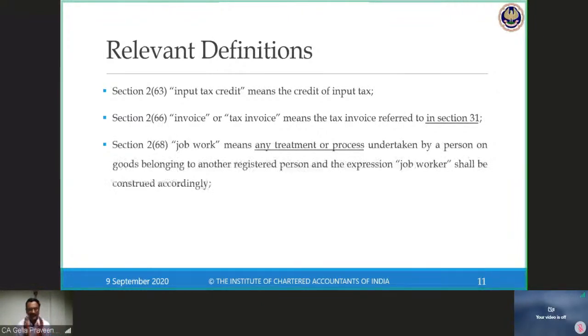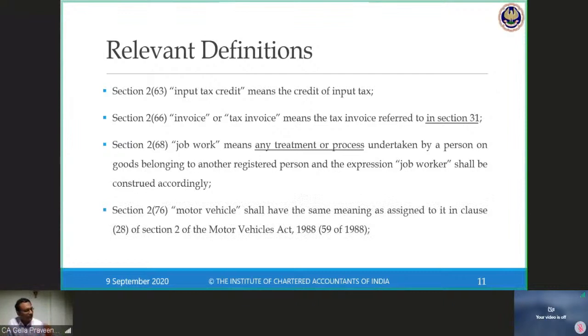Section 143 and Rule 45 that we are going to talk about widely cover this particular definition. I'll come to the third session where we'll focus a little more on job work. Motor vehicle, this is a point of dispute. When we go to our second section, Section 17, we will have a detailed discussion on motor vehicle. For the time being, I'll skip this motor vehicle.